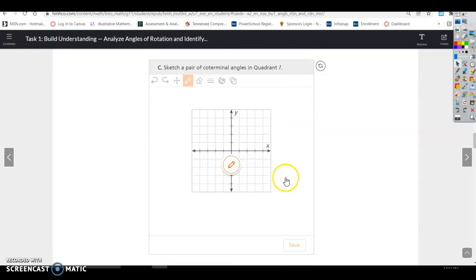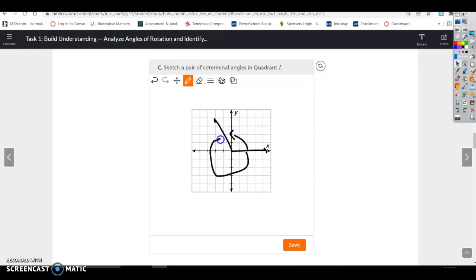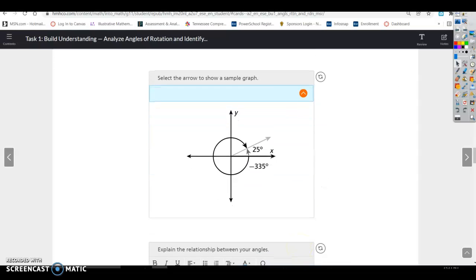Sketch a pair of coterminal angles. All right, I don't know how good I can do, but let's see. If I can draw an angle here, that's my initial side. And I can draw something representing this direction and this direction. I don't know exactly what the angle measure is, but if I go in the positive direction, and I go in the negative direction, as long as they fall on the same terminal side and they start with the same initial side, they would be considered coterminal angles.